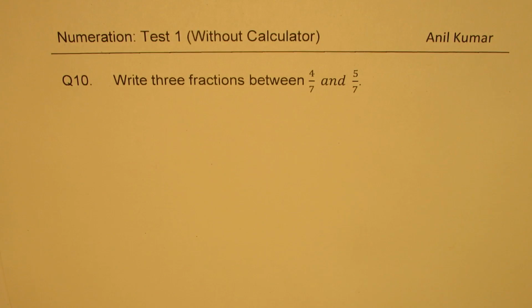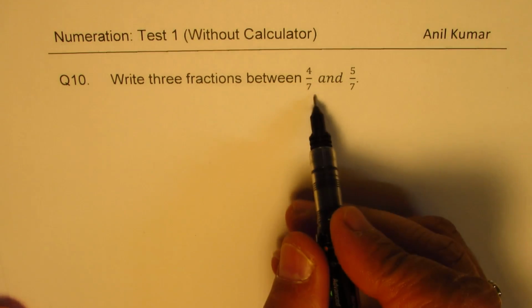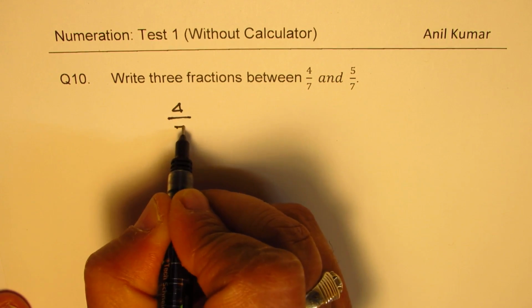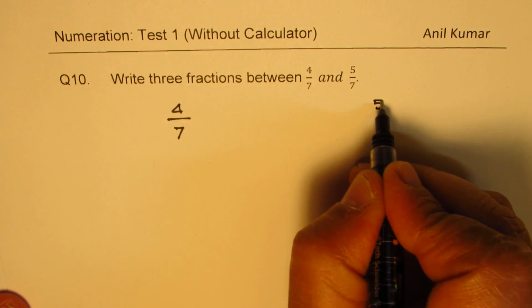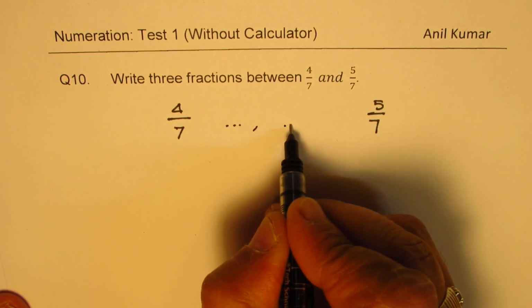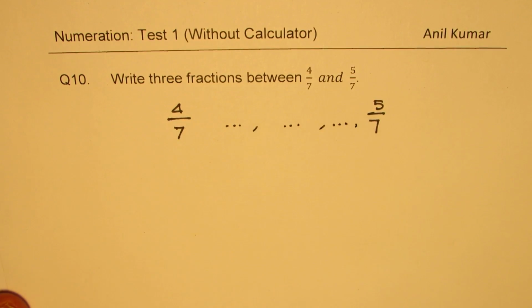Okay. The last question here is, write three fractions between 4 over 7 and 5 over 7. So we have fractions 4 over 7 and 5 over 7. I want you to write three fractions in between them. You can actually pause the video and try and answer this.